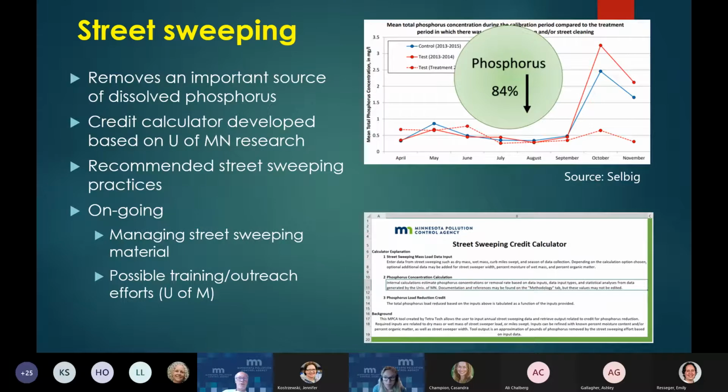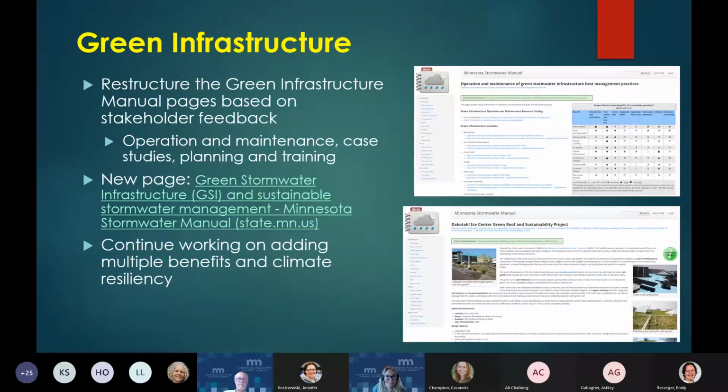And the University of Minnesota Extension folks, they're the ones developing it, but we're helping them to develop training and outreach sessions targeted primarily towards street sweepers themselves about best practices. And the next slide, and I think this is where I pass it on to you, Carly. Yes, it is.